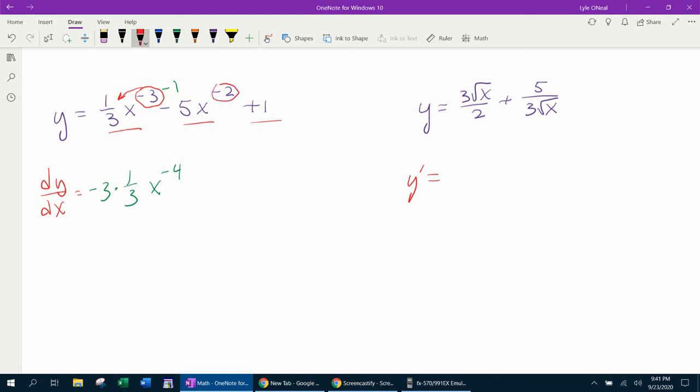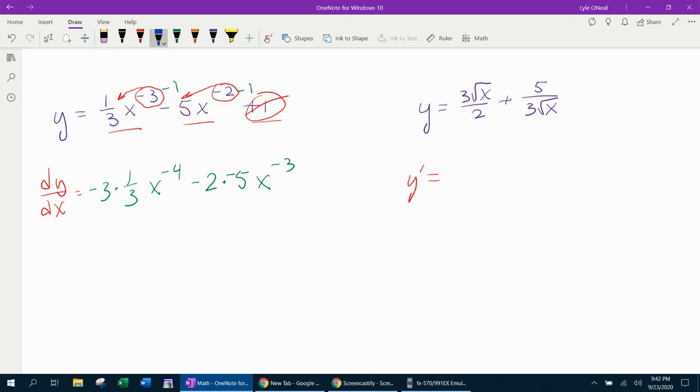For the second term, multiply. That's going to give us -2 times -5, x to the -2 minus 1, which is -3. And last but not least, the derivative of a constant is 0. So the plus 1 basically goes away. The derivative of a constant is 0.